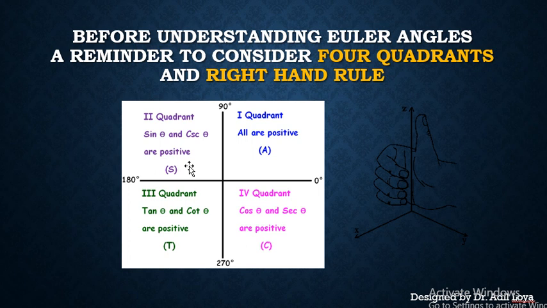And then we come to the third quadrant, where tan theta and cot theta are positive. And then ultimately we come to the fourth quadrant, where cos theta and sec theta are positive. And within the first quadrant we have all the trigonometric ratios positive.